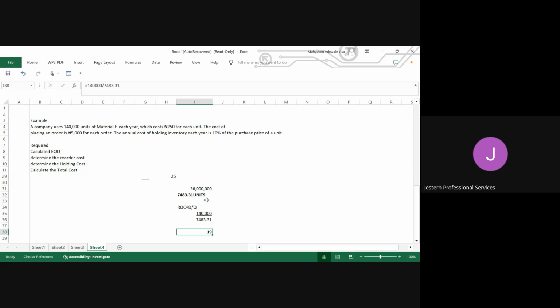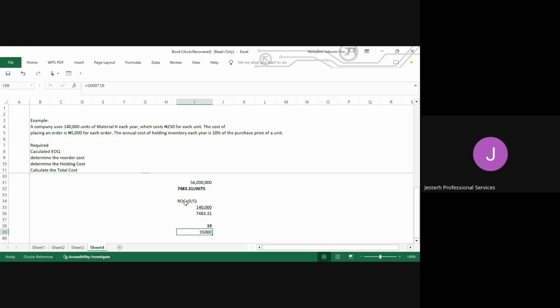Now, how much are they going to spend in placing this order? Since they are going to place this order 19 times, how much are they going to spend? You will now come here and say our cost per placing each order is 5,000. Remember, that is what we have here. You will now say 5,000, which is the cost of placing an order, multiplied by the 19 times in which they are to place this order.